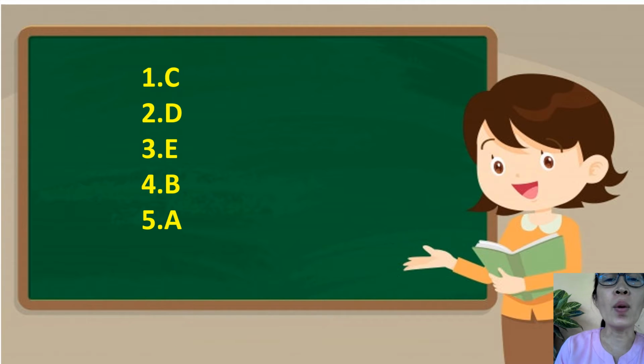Okay? Number 1, C. Number 2, D. Number 3, E. Number 4, B. And number 5, letter A. Okay, those who got perfect, congratulations. Very good. Meaning that you have mastered all your lessons in Grade 7. And for those who did not get the correct answer, don't worry.